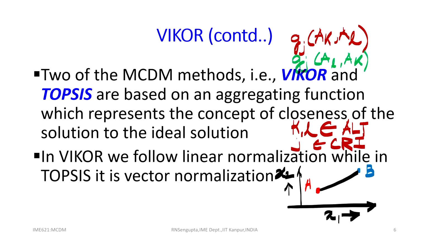So, Topsis and VIKOR are aggregate functions which represent the concept of closeness of the solution to the ideal solution. In VIKOR we follow linear normalization, while in Topsis we follow vector normalization, and that will become true as we consider the examples.